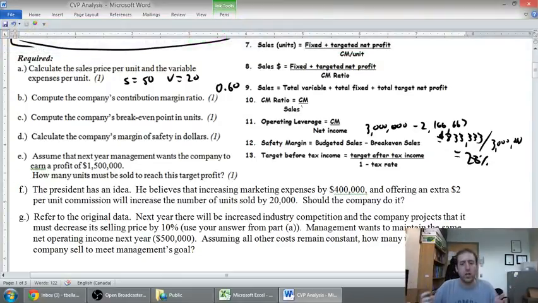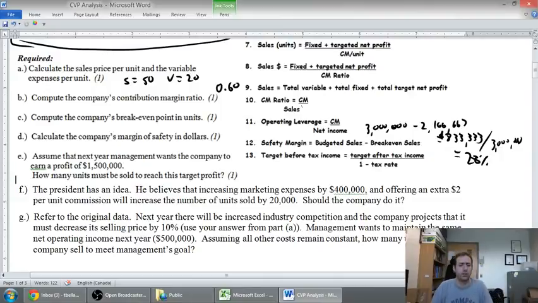Okay, so what does that 28% mean? It means my sales could fall 28% below my target and I'm still breaking even. 27.7% below my target. So anyway, we've answered the safety margin question.